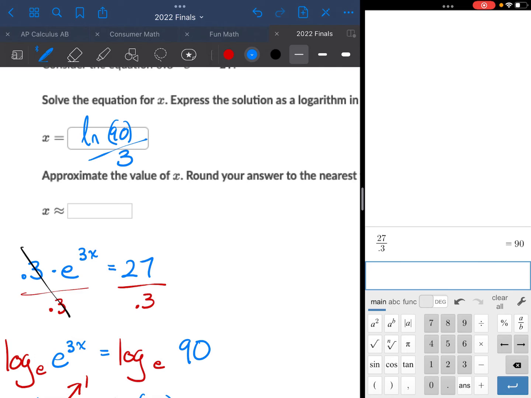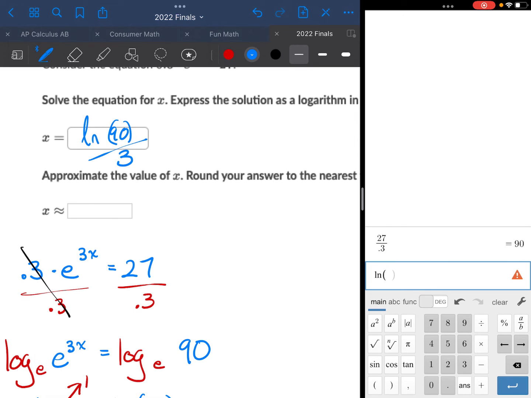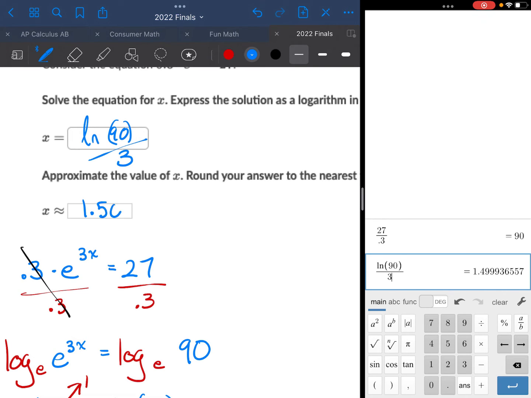So I'll say the natural log is a function, ln, there it is, natural log of 90, and then I'm going to end the parentheses, then divide that by 3. That's basically 1.5 if I'm rounding to 3 decimal places. So this is 1.500, or I'll just leave that as 1.5. Cool. That's the answer that you're looking for.